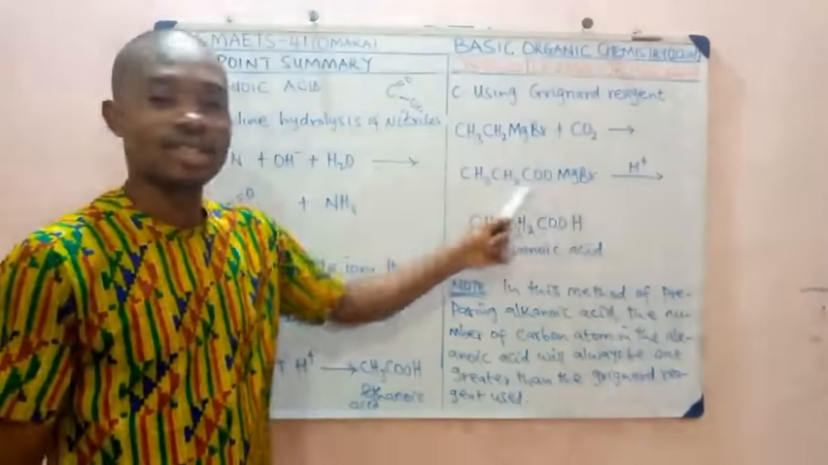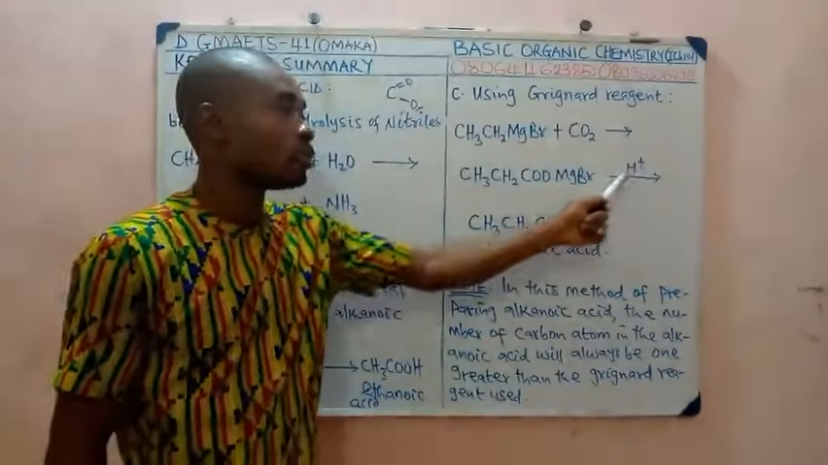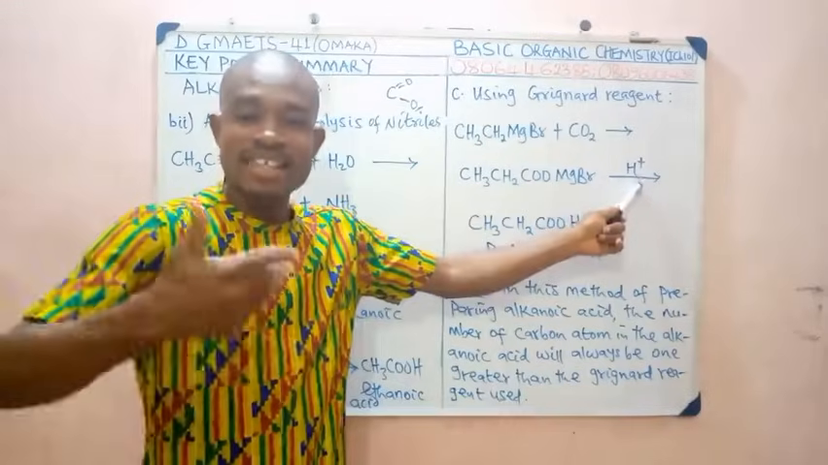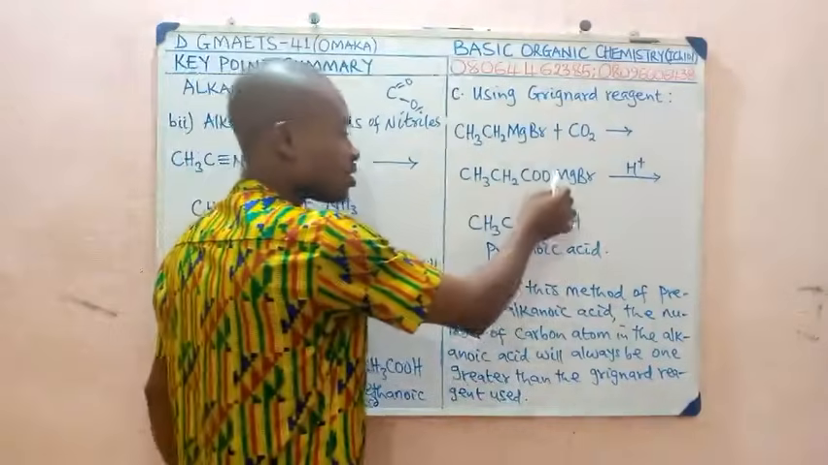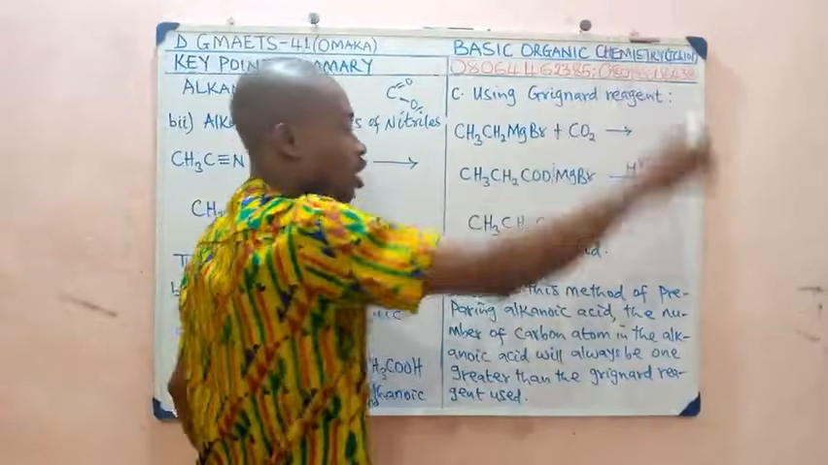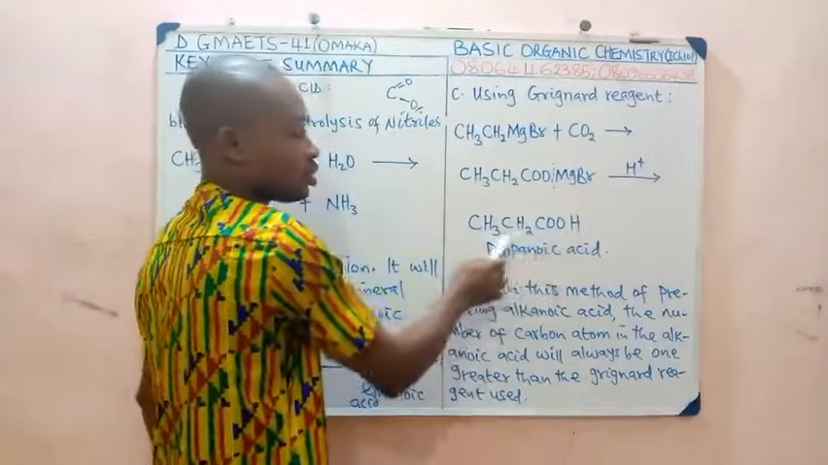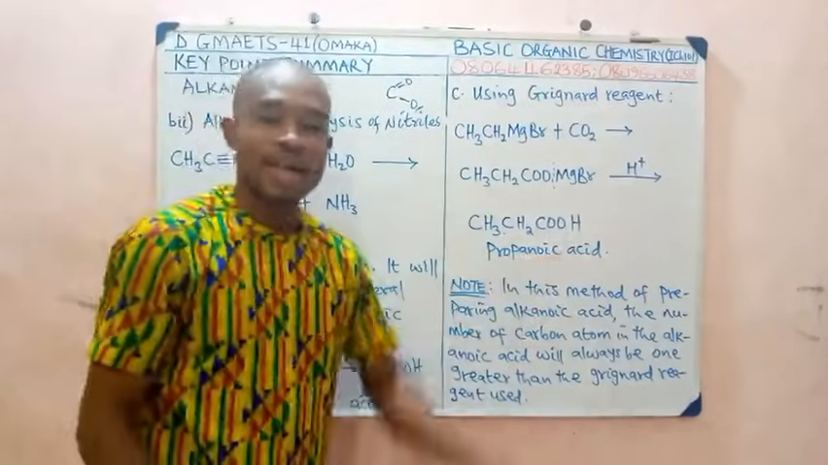Then magnesium bromide. Treat this compound with a mineral acid. That is hydrolysis process, acid hydrolysis. In the process, this will be broken off. The magnesium will go off, hydrogen will take that position. And this is propanoic acid.